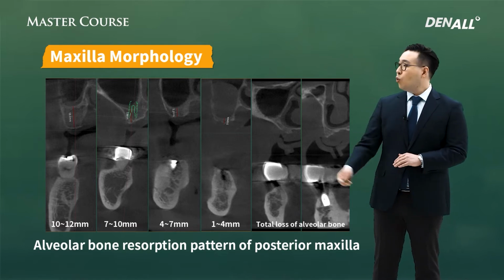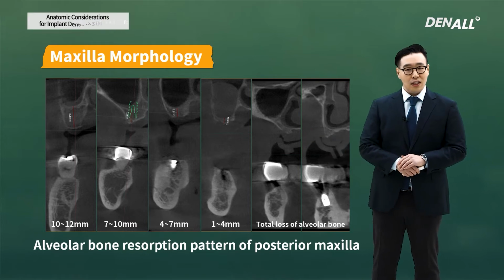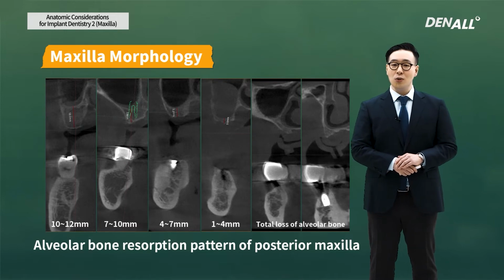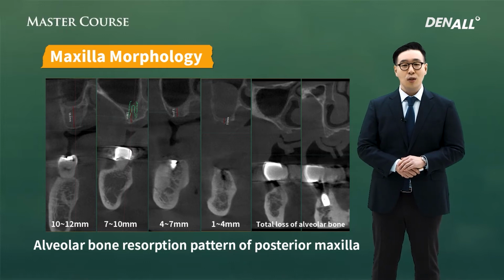Lastly, as you see on the right side, there's a severe periodontitis or implantitis, meaning bone height is close to 0, then the implant positioning could be tricky. If you see this during surgery, you might be at a loss.